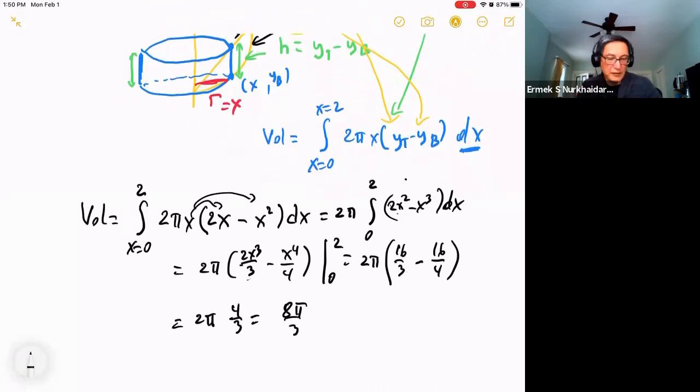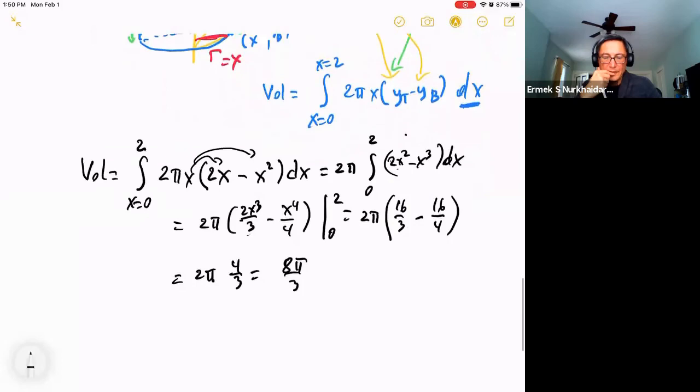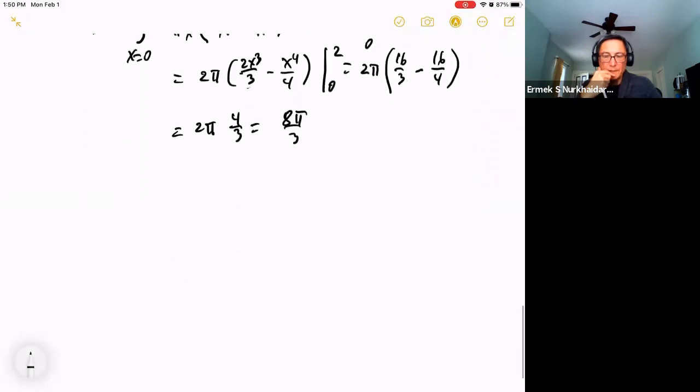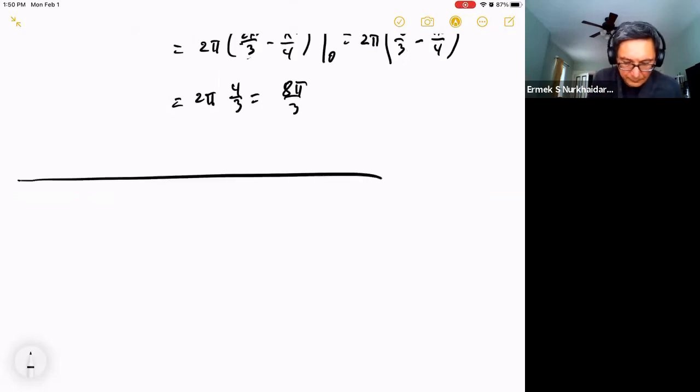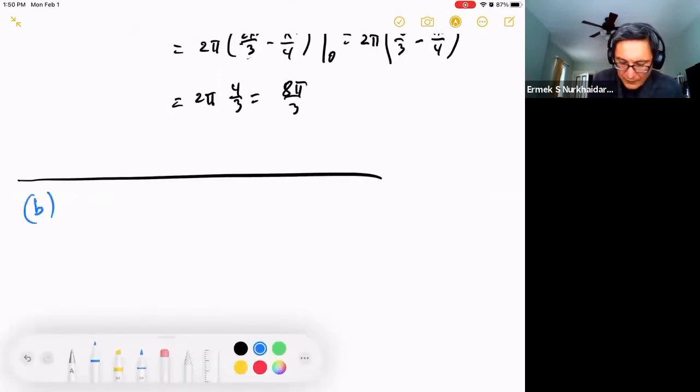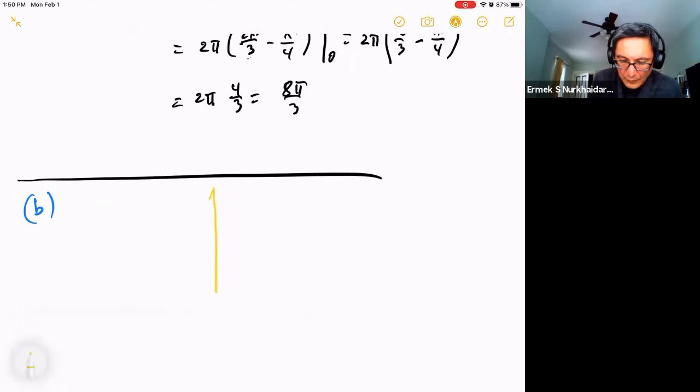So now let me try to do part B. See if I will be able to succeed with that. So we still have the same region, right? Y equals x squared and y equals 2x.